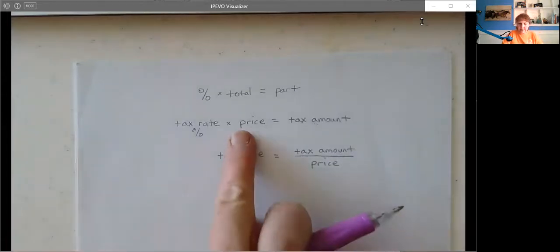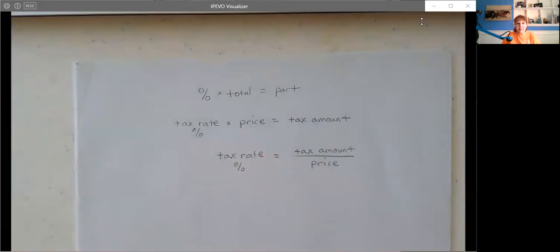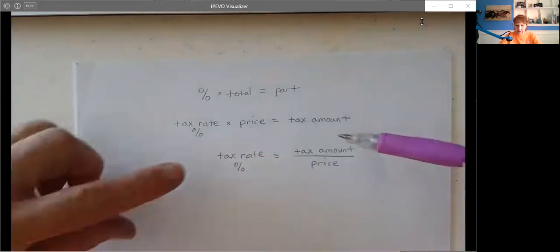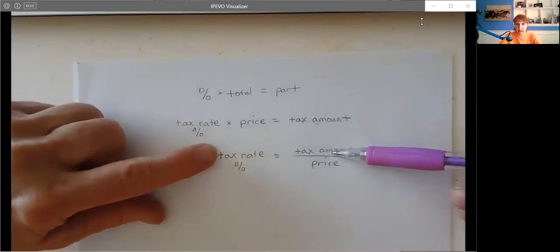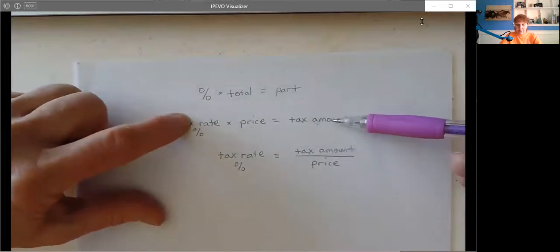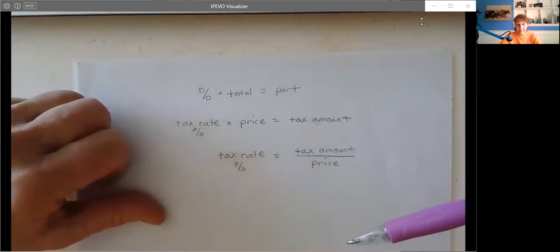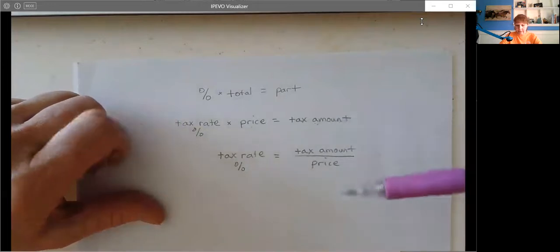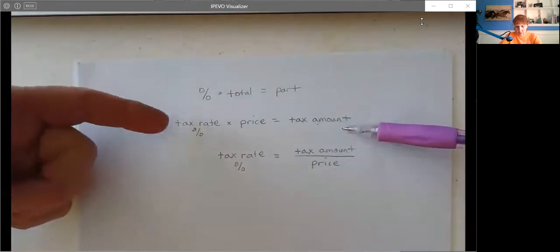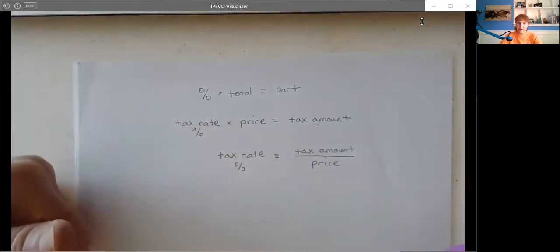So I manipulated this equation and divided both sides by the price. And again, notice the tax rate and the tax amount match, which is what we want. These two ideas always match with their units as far as what you're getting. All right, so those two equations you're going to use in this section.